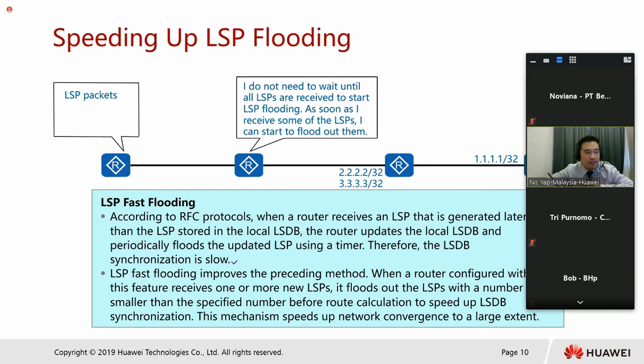When a router configured with the feature receives one or more new LSPs, it floods out the LSPs, with a number smaller than the specified number, before route calculation to speed up the LSDB. So if you are going to send me 3 in total, I will send 1, I already sent the first. I do not need to wait until everything comes together before I send. Whichever I receive, I forward. I receive, I forward. That is called speeding up the LSP flooding. This can be done to speed up the information. So far, okay? Speeding up LSP flooding is called fast flooding.